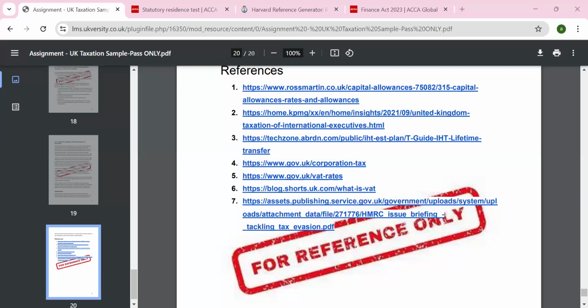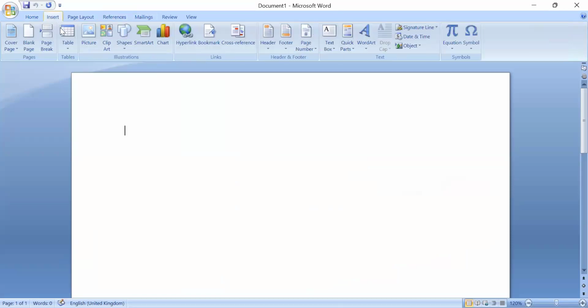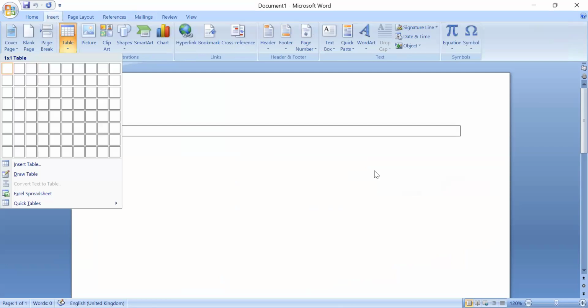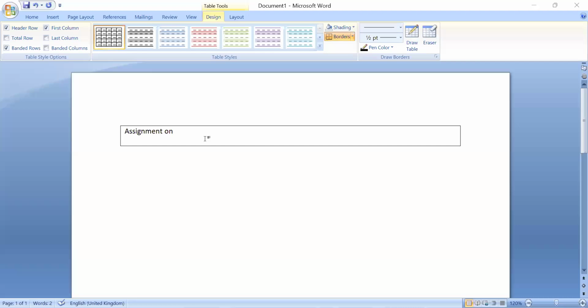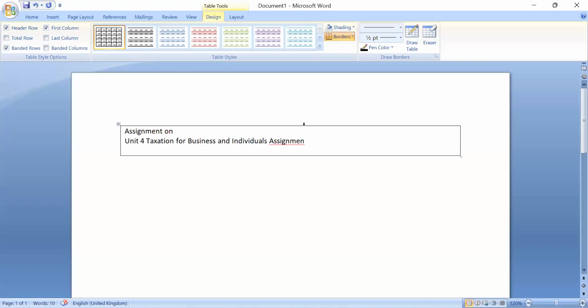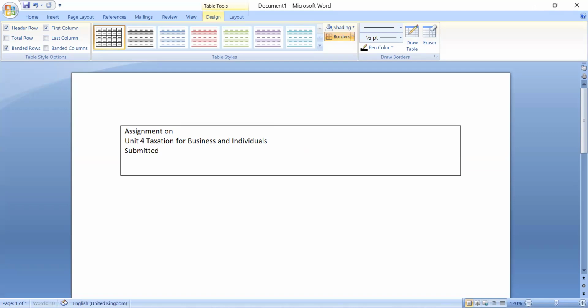Are you okay in terms of the reference? Please, when you set up your template of your assignment, you can say assignment on, of course, the unit, and we have the title of the unit. This is the unit for taxation for business and individual, as we're doing. Then of course you can add submitted by and the number.